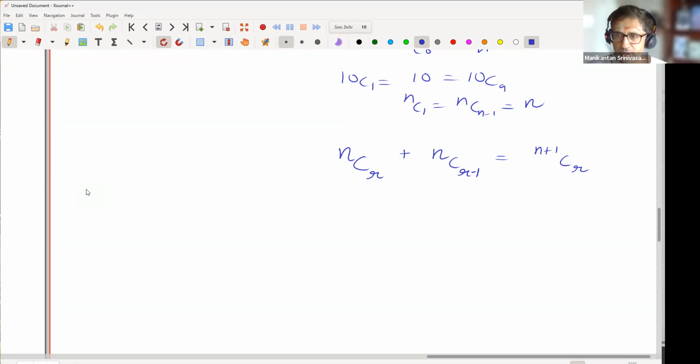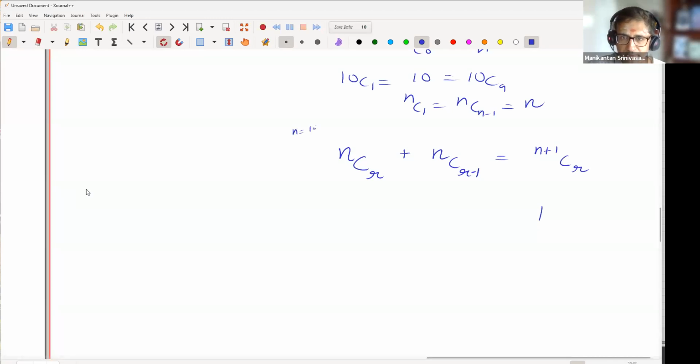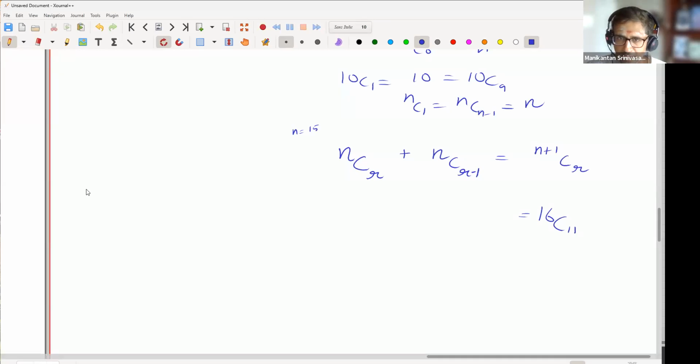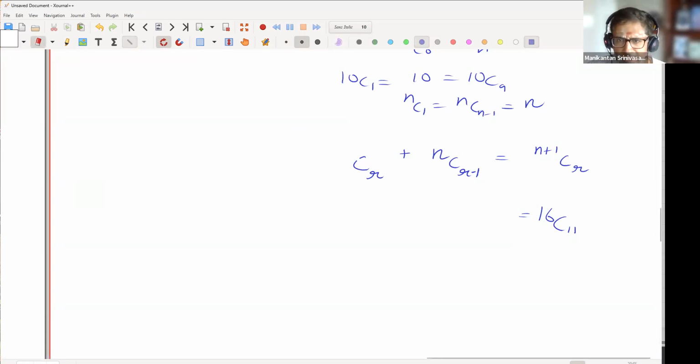N plus 1 choose r. Okay, I'll give an example. It's always easy with an example, right? So what I'm saying here is, let's say n is 15, so 16 choose 11, and I'll tell you why I'm choosing n plus 1 as 16. Let me rewrite it in a better way.